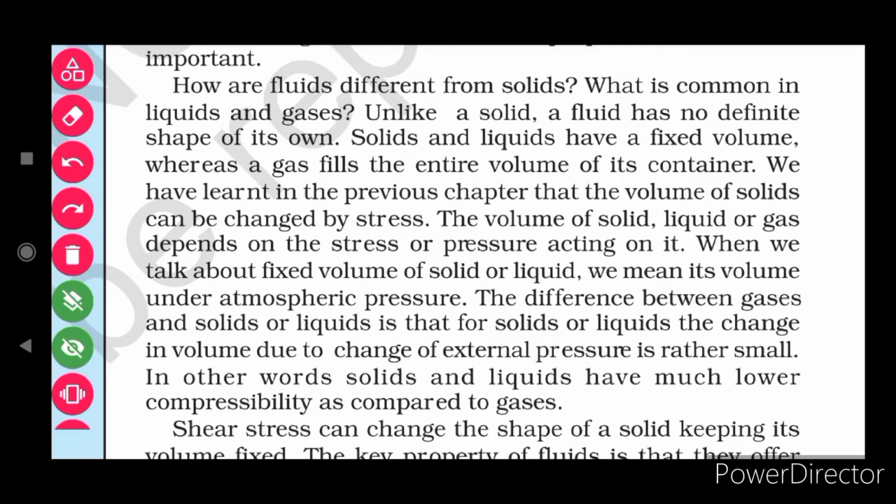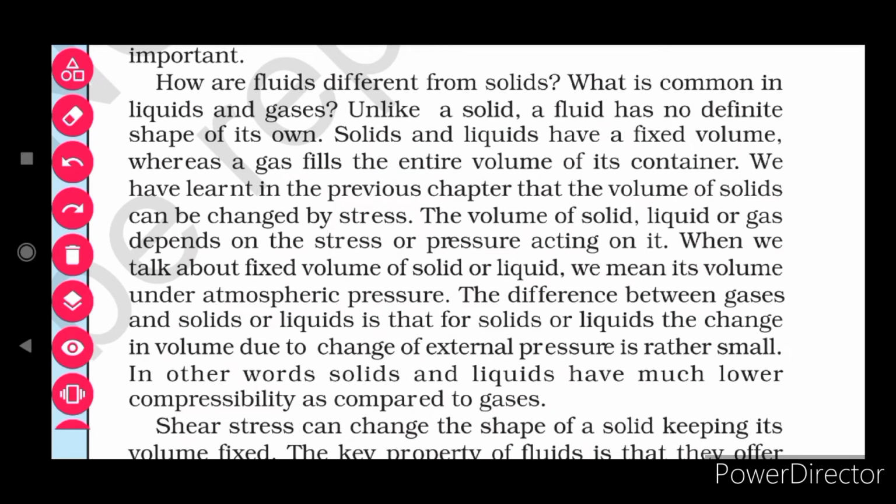This is a very basic thing that you have studied in the small classes. Solids and liquids have a fixed volume, whereas gas fills the entire volume of the container, and this is also familiar to you. If you take 2 liter of water and pour it in another container, it will always remain 2 liter. Its volume will not change at all. Similarly, the volume of a solid will always be fixed, but the volume of gases can change.